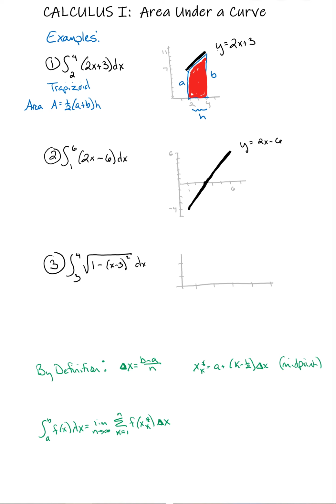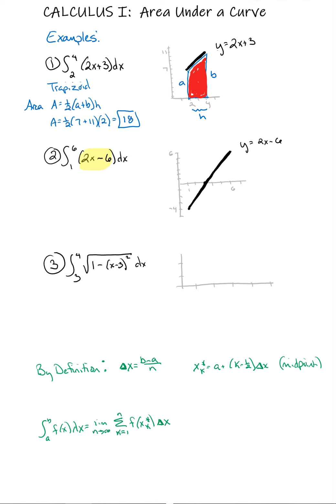So when we determine this area, we get 1/2 times A, which is 7, plus B, which is 11, times the height, which is 2. Put all that together, and it looks like we have 18 for the area. Let's take a look at example 2. We're going to integrate from 1 to 6 of 2x minus 6 dx.